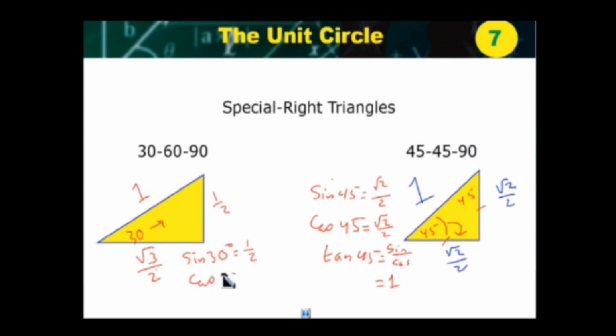Cosine 30. By the same token, square root of 3 over 2. Tangent 30 is going to be sine over cosine, and it's 1/2 divided by square root of 3 over 2. We did that last time, but here it is again. You say this is 1/2 times 2 over square root of 3. See that? Which is 1 over square root of 3.